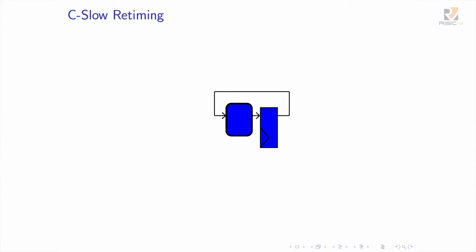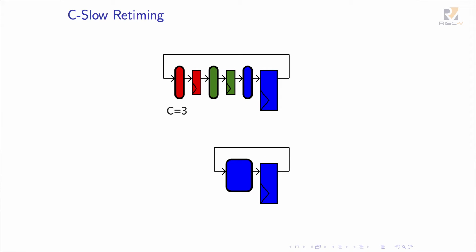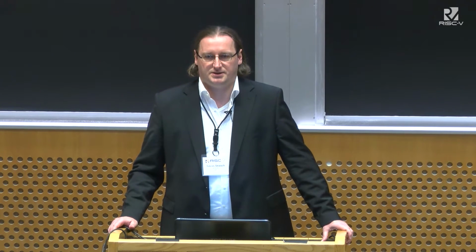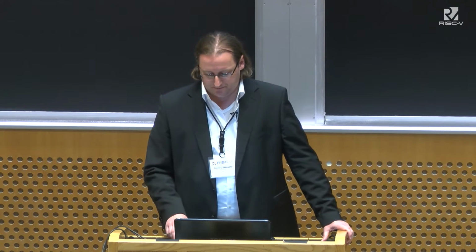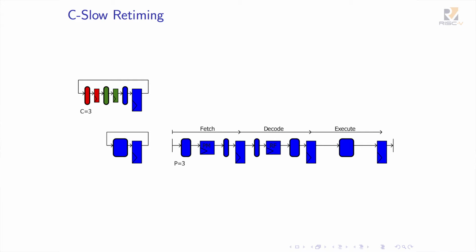So let's talk about Slow Retiming. This is a very simplified view of a digital design. We have combinational logic and registers, and let's forget about the inputs and outputs. If you apply Slow Retiming, you add the same number of registers into each path. Then you generate C individual copies of the design. A color here is a design state, so an individual design. So you have here 3 designs running. And now you might say, wait a minute, that's classical pipelining.